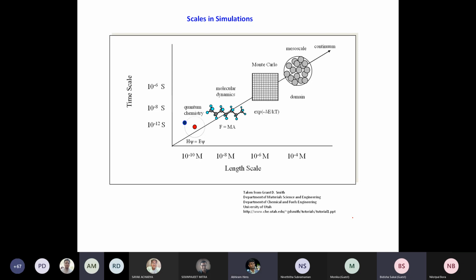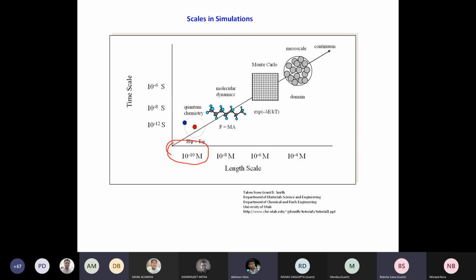If you look at this graph, this is plotting time scale versus length scale. This is the dimension of length and this is the dimension of time. The length scale starts from 10 to the power minus 10. This is not to scale, just a schematic diagram. 10 to the power minus 10 or below is the domain where atomic interaction takes place. Atomic means even subatomic, that means electron cloud exchange, etc. This is the domain where quantum physics or quantum chemistry is dominant.